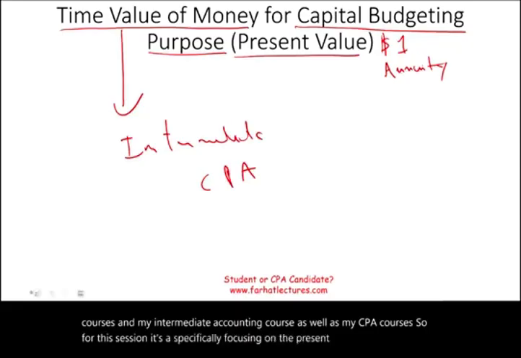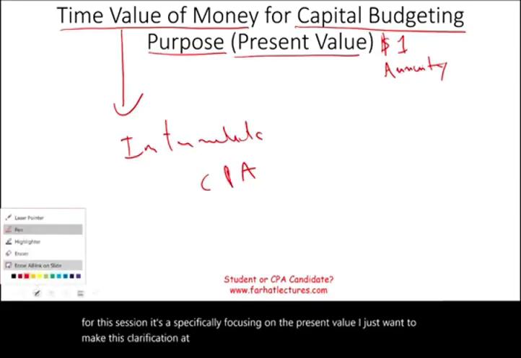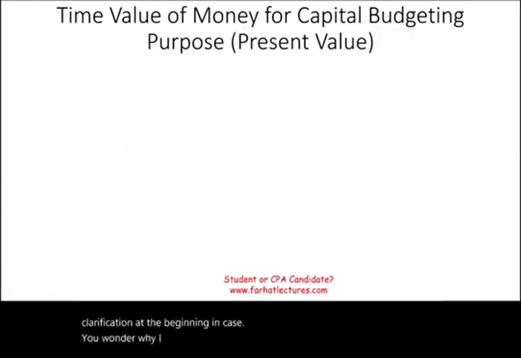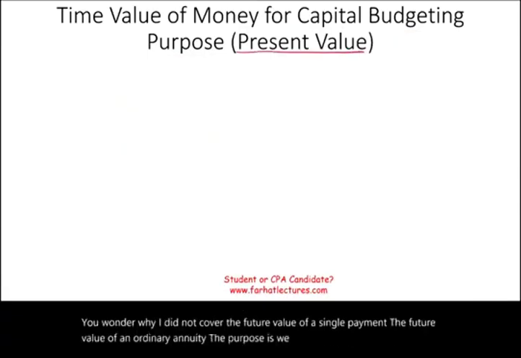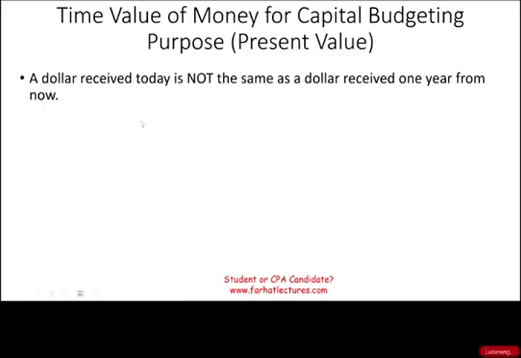I just want to make this clarification at the beginning in case you wonder why I did not cover the future value of a single payment, the future value of an ordinary annuity. The purpose is we are focusing on the present value computation. Let's start to focus on the explanation.